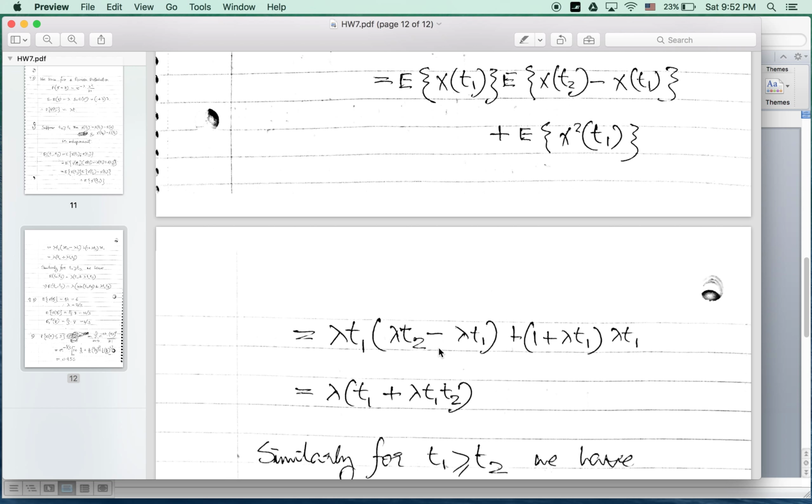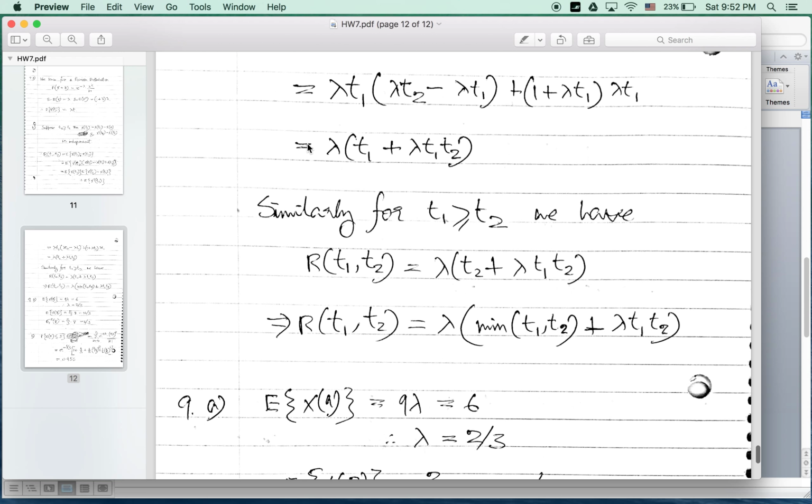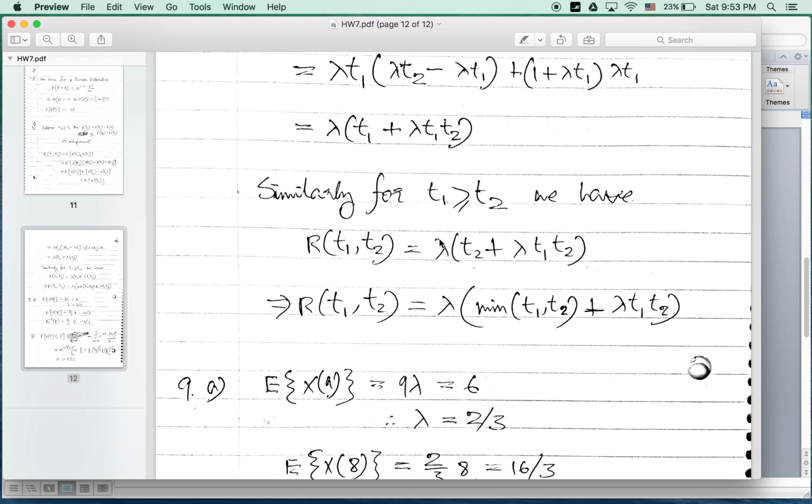As we know, the expectation of X(t1) is lambda t1 and the expectation of X(t2) is lambda t2, so we simply put in the values and arrive at this equation: the autocorrelation of the Poisson process R(t1, t2) is lambda t1 plus lambda squared t1 t2, given that t2 is greater than or equal to t1. Similarly, if t1 is greater than or equal to t2, we arrive at the same equation, where the autocorrelation is lambda t2 plus lambda squared t1 t2. Combining these two equations, we arrive at the final equation: the autocorrelation of a Poisson process is nothing but lambda into the minimum of t1 and t2, plus lambda squared into t1 into t2. This is the final expression.